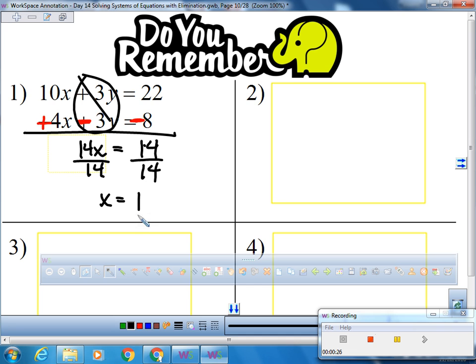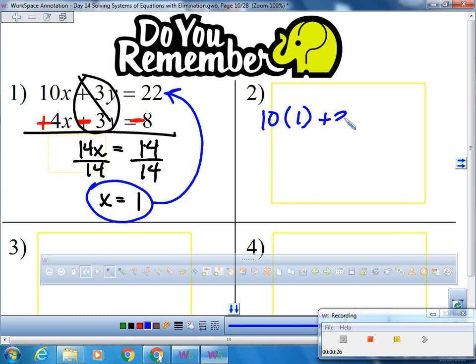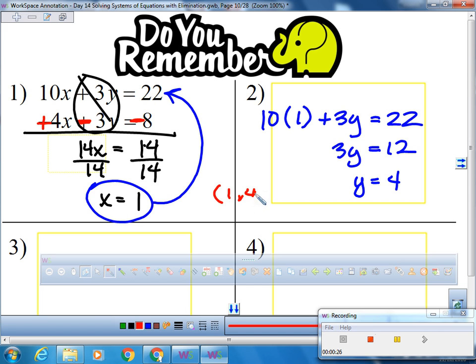How do I find y? Plug x back in. So we're going to plug x back into, it doesn't matter which one, right? Do it in the top one. So it's going to be 10 x's, which are 1, plus 3 y's must be equal to 22. Subtract 10 from both sides, and I get 3y equals 12. So y must be 4. So my solution to this is 1, 4.